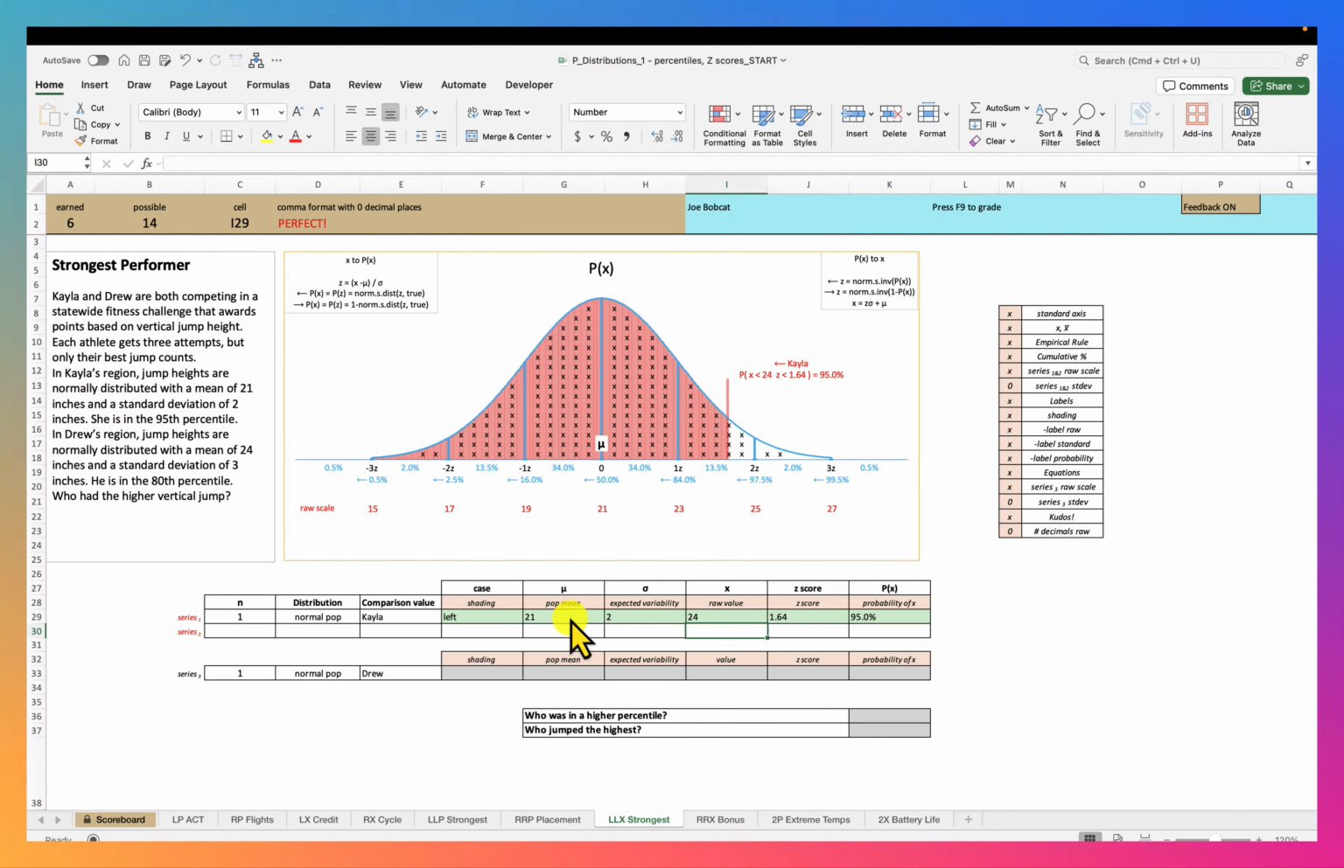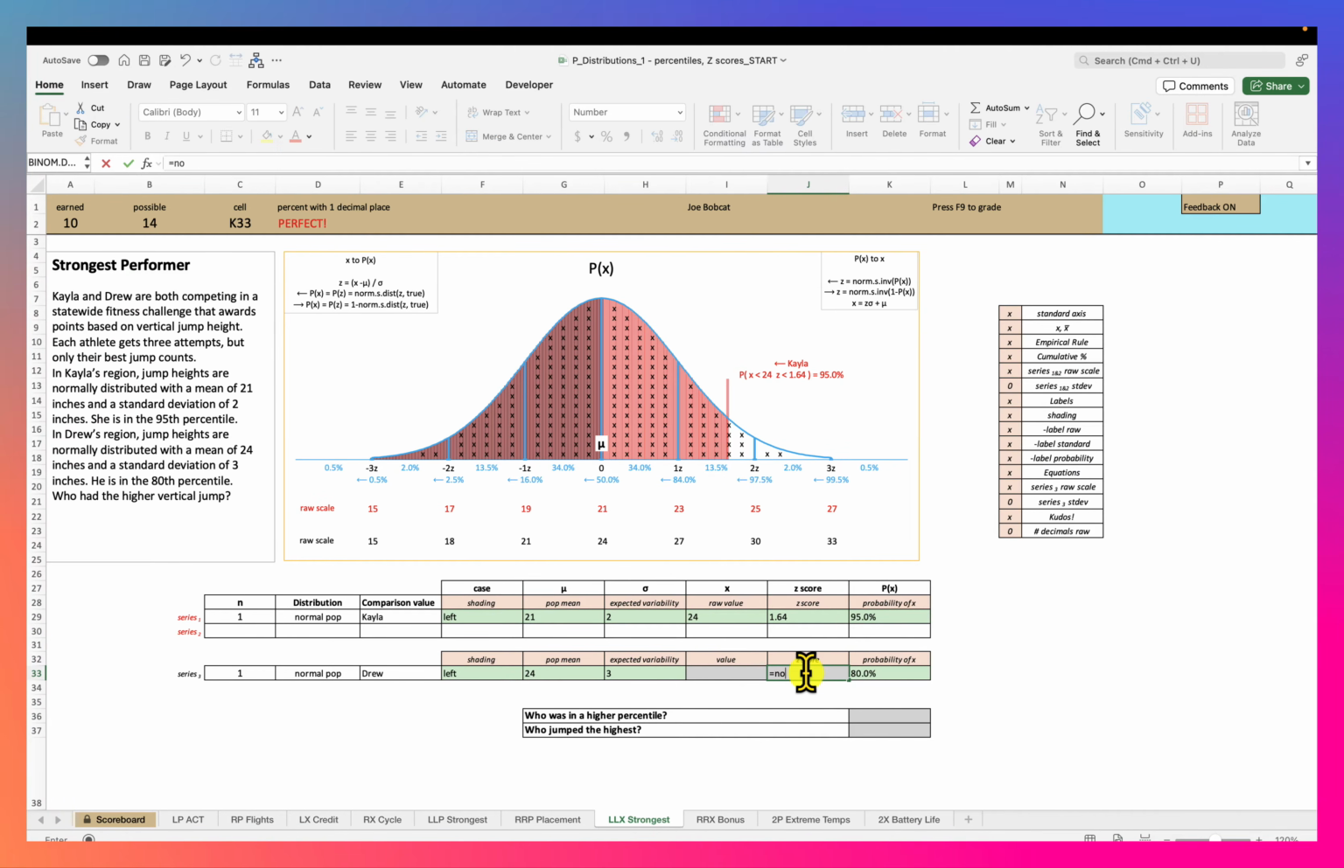All right, and now let's look at Drew. Shading's also left. Population mean in his case is 24. Expected variability is 3. We're trying to find x. We don't know what it is for Drew, but we do know that he's in the 80th percentile. So the big question is, is the 80th percentile on the black scale better or worse in terms of jump height than the 95th percentile on the red scale? We're about to find out.